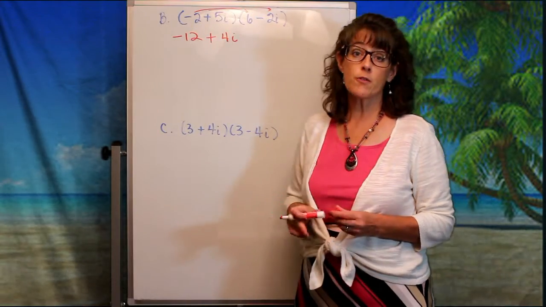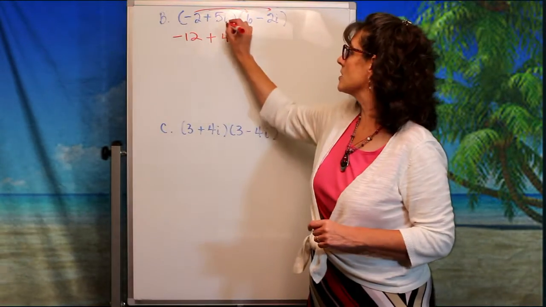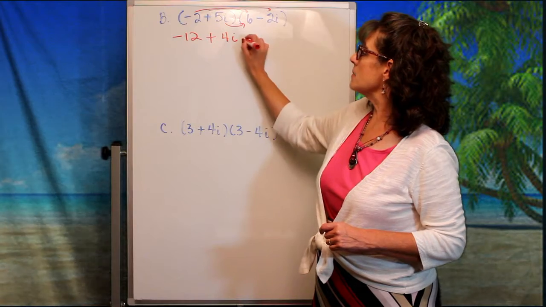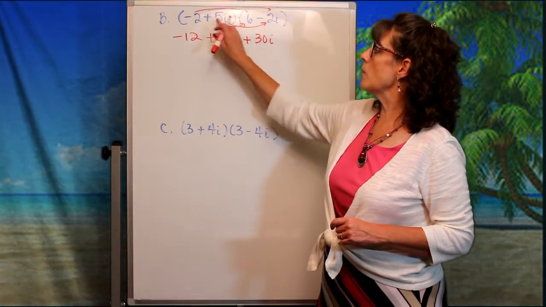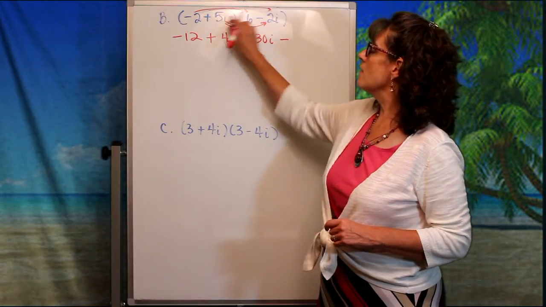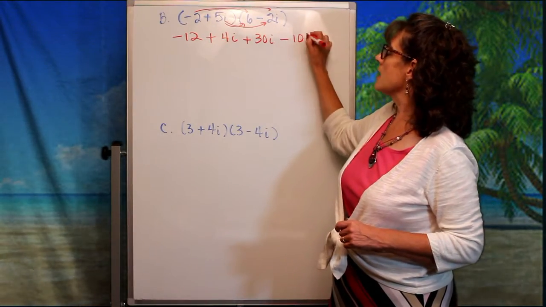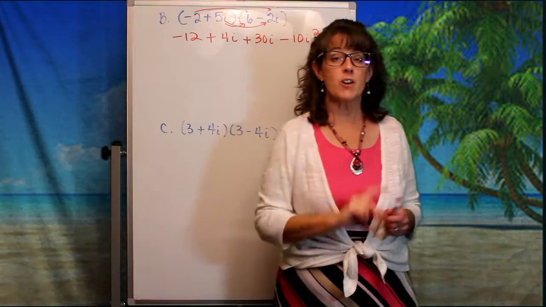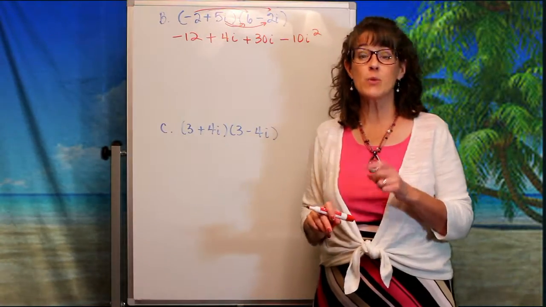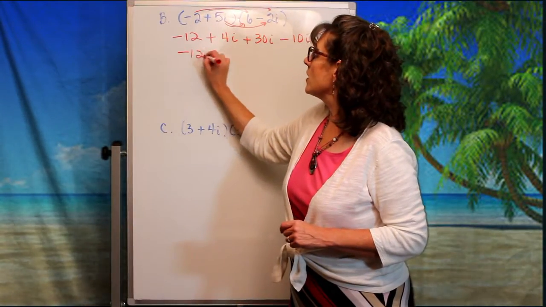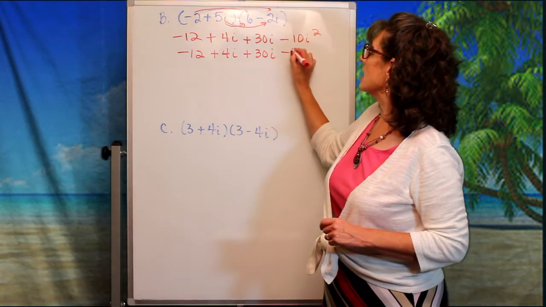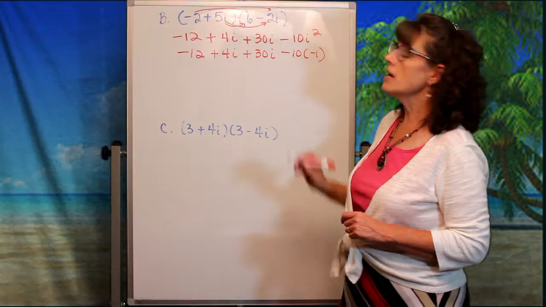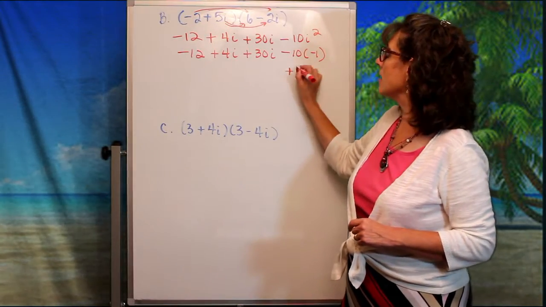I'm done distributing the first term. Now it's the second guy's turn. Send him through. 5i times 6 is going to be 30i. And 5i times negative 2i. Well, positive times negative is negative. 5 times 2 is 10. i times i is i squared. Bam, there it is. i squared equals negative 1. So therefore, my negative 10 i squared is going to be a negative 10 times negative 1. And negative 10 times negative 1 is positive 10.